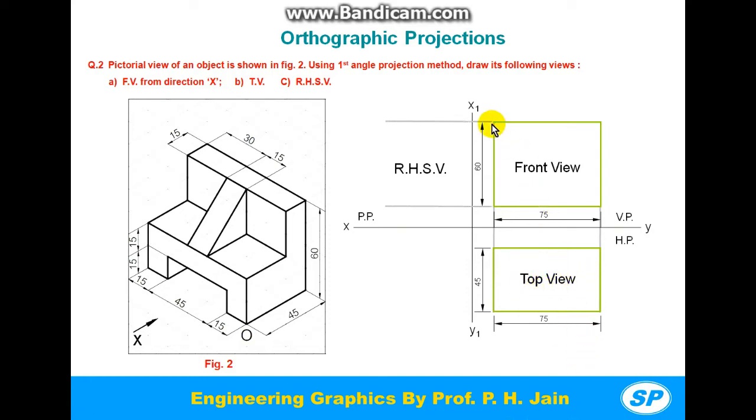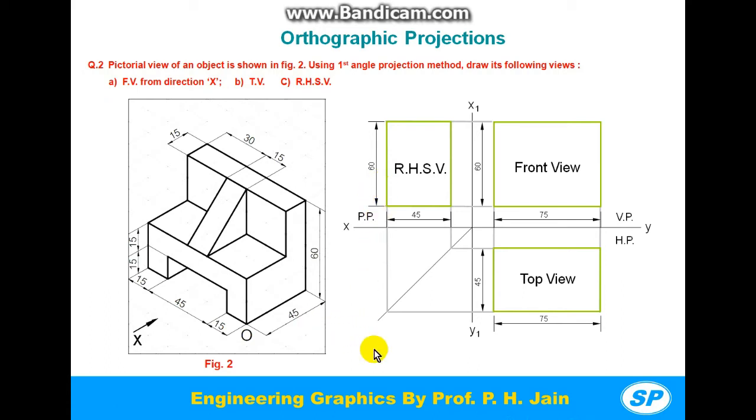Now project each corner from front view to right hand side view. Similarly, project each corner from top view to right hand side view. So for that, draw a 45-degree inclined line through this corner. Project each corner up to that 45-degree inclined line, and then draw vertical projections towards right hand side view. So in right hand side view, we will get a rectangle of size 45 mm width and height 60 mm.